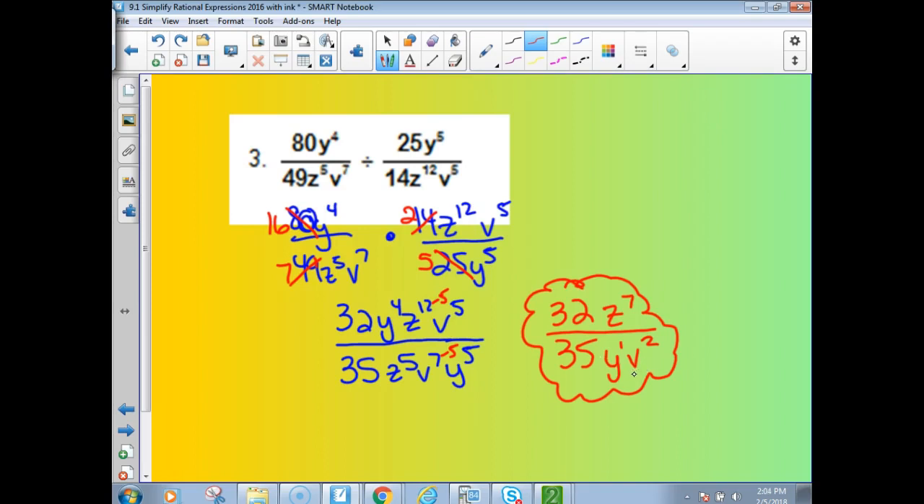Yeah, that's fine. Because V comes before Y in the alphabet. So that's what the book would say. Yes. I just didn't want to get that nitpicky right now. But yes, alphabetical order is the best way to write your variables.